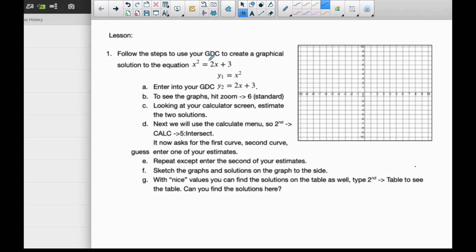Okay, so today we're going to solve this particular equation here using our GDC, which I have back here, TI-84. The first thing we're going to do is enter these two equations into our GDC as y1 and y2. Note, the left side is the first equation, and the right side is the second equation. These could be switched around if needed.